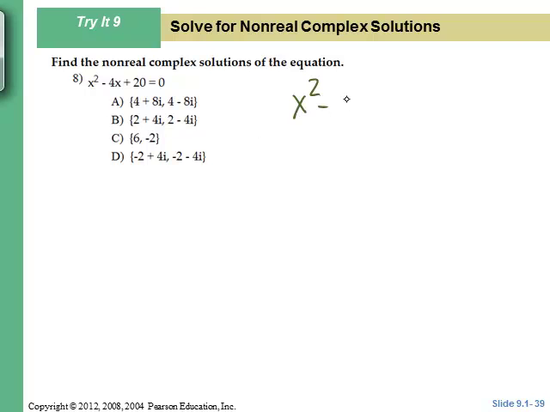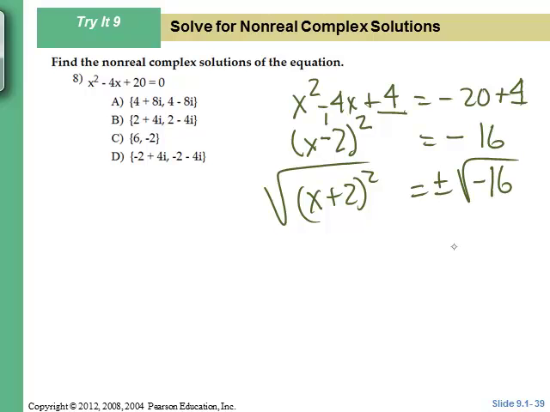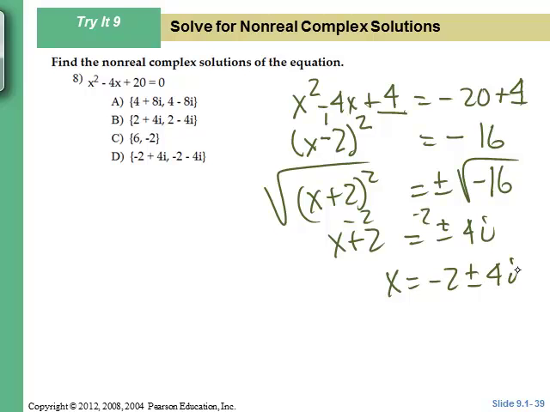X squared minus 4x plus blank equals negative 20 plus blank. X minus half of 4 is 2, squared is 4, so that's negative 16. X minus 2 squared square root equals plus or minus square root of negative 16. X minus 2 equals plus or minus 4i. Add 2 to both sides. X equals 2 plus or minus 4i.